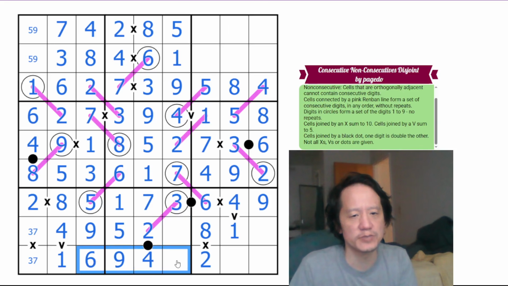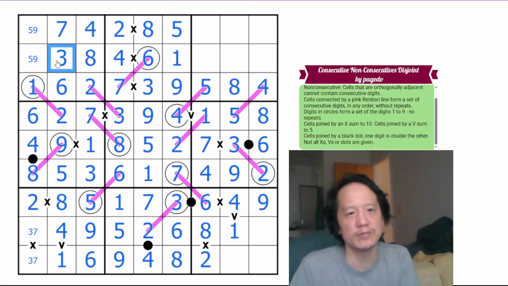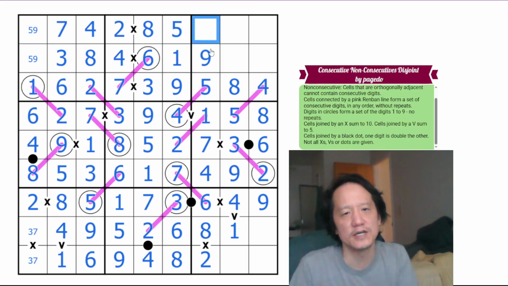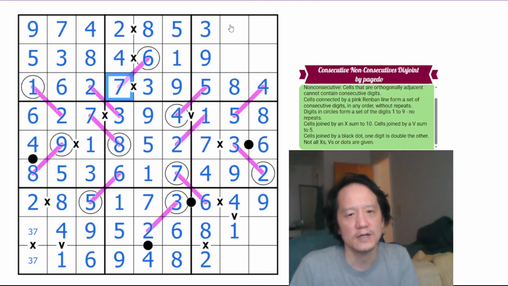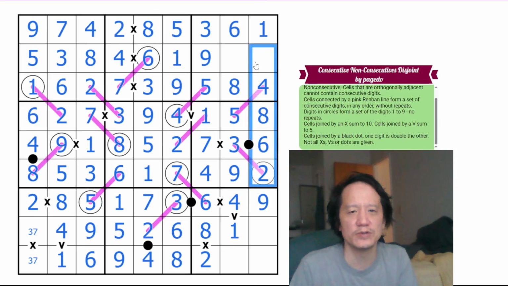In column 6, the remaining digits are 6 and 8. And this can't be 6 because of the 6 in the row, so that's 8, which makes that 6. Column 7, we have 3 and 9 remaining. This can't be 3 because of 3 in the row, so this is 9, that's 3. This 9 eliminates 9 here, so it's 5 and 9. Remaining digits in row 1 are 1 and 6. This can't be 1 because of the 1 in the column, so that's 6 and 1. Remaining digits in row 2 are 2 and 7. 2 can't be here because of the 2 in the column, so this is 7, that's 2.